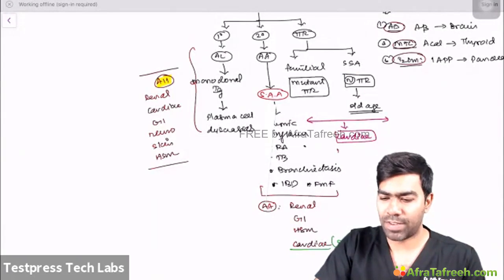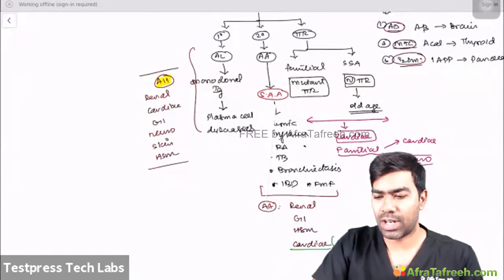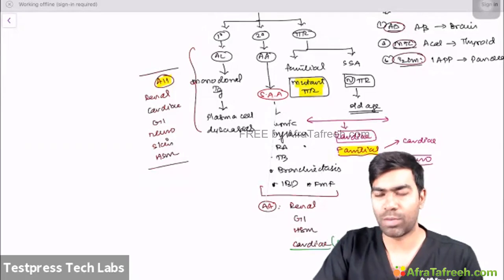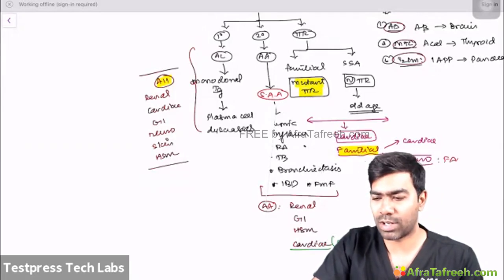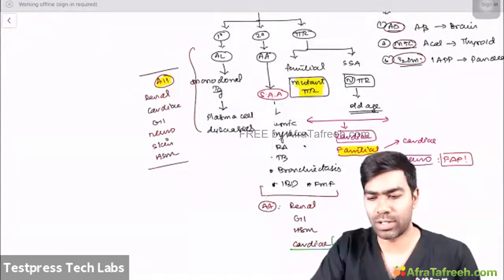But the familial varieties have two types. One, they have cardiac involvement. Second, they have a neurological involvement. So some patients with familial forms of TTR amyloidosis will have neurological involvement alone. That's called FAP, familial amyloid polyneuropathy. That's also a question.